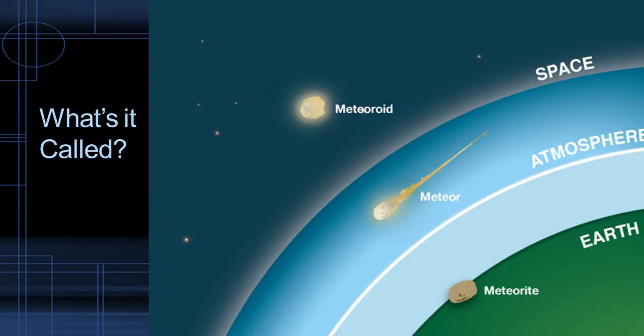So what's it called? When it's in space, careening, it's called a meteoroid, headed our way. When it enters into our atmosphere, it's called a meteor. So you've probably heard of a meteor shower. And then when it hits the ground, it's called a meteorite. That'd be a good Jeopardy question, right? And we'll watch a video about it.